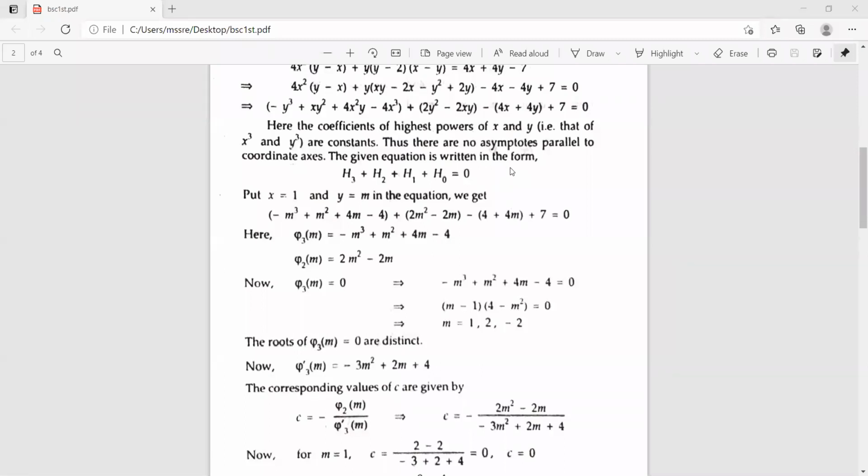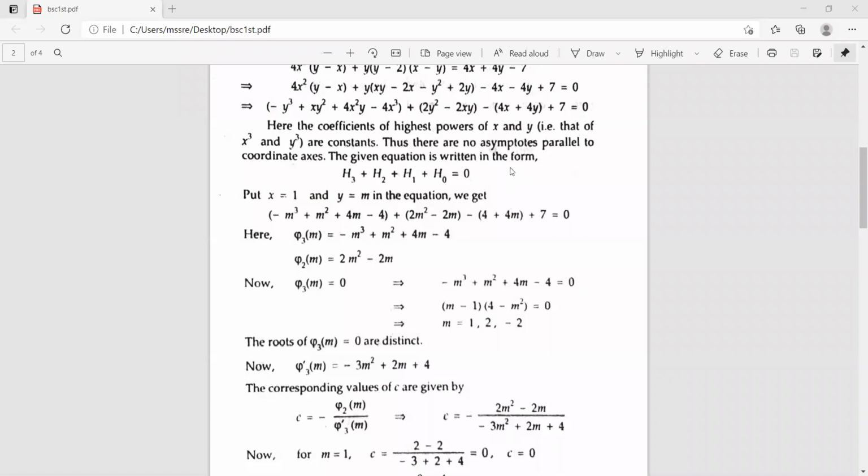ನಾನ್ ರಿಪೀಟೆಡ್ ರೂಟ್ಸ್ ಗೆ, so they are all distinct. All the roots are different. Therefore, you have to find c. For that, we require pi 3 dash of m. Pi 3 dash ಅಂದ್ರೆ differentiation with respect to m. So -m cube ಅನ್ನು ಡಿಫರೆನ್ಶಿಯೇಟ್ ಮಾಡಿದರೆ -3m square, m square ಅನ್ನು ಡಿಫರೆನ್ಶಿಯೇಟ್ ಮಾಡಿದರೆ 2m, +4m ಅನ್ನು ಡಿಫರೆನ್ಶಿಯೇಟ್ ಮಾಡಿದರೆ 4, -4 ಅನ್ನೋದು ಕಾನ್ಸ್ಟೆಂಟ್, ಅದರಿಂದ ಅದರ ಡಿಫರೆನ್ಶಿಯೇಷನ್ 0. So pi 3 dash of m is -3m square plus 2m plus 4.